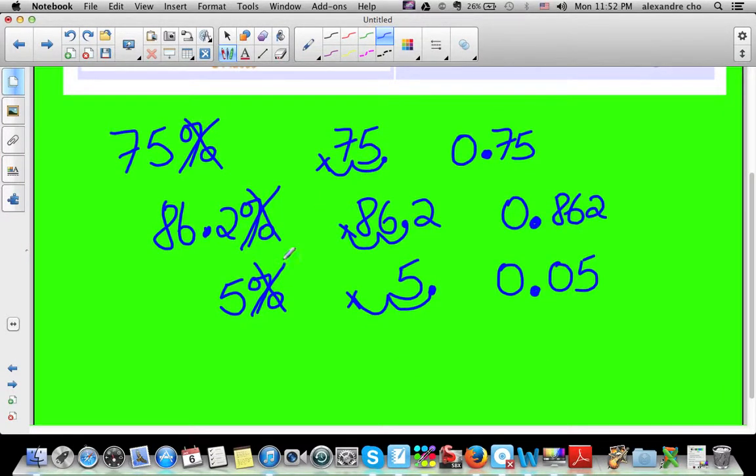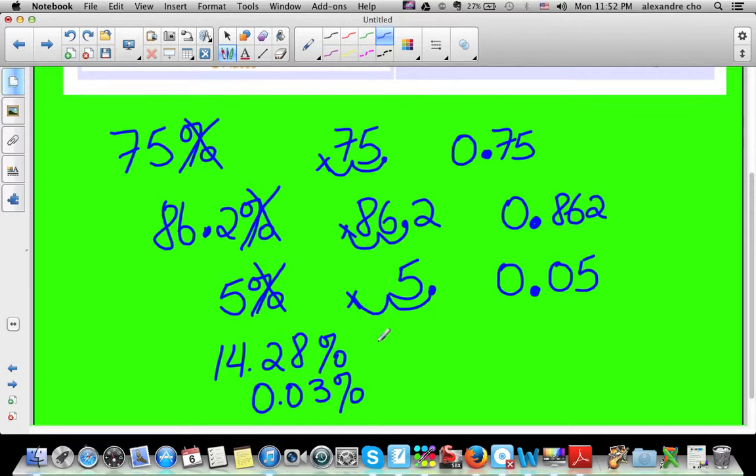Okay. Why don't you take 2 seconds and do these two on your own? So let's try 14.28 and 0.03%. So 2 problems. Press pause, try to do it, and come back.